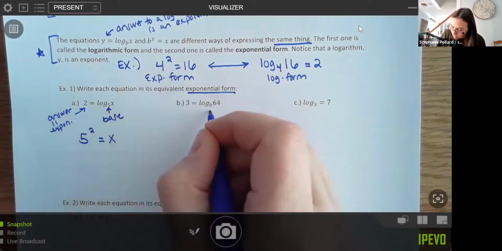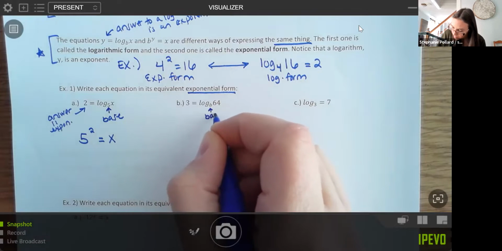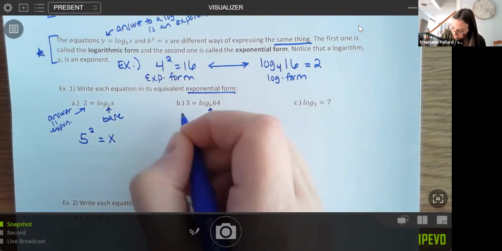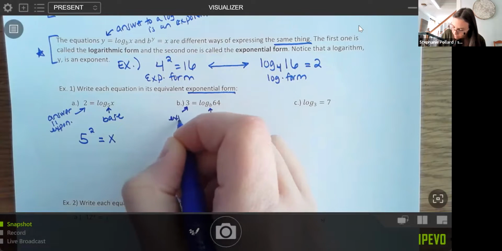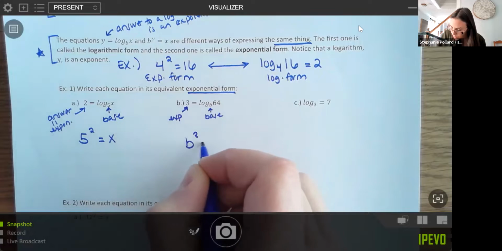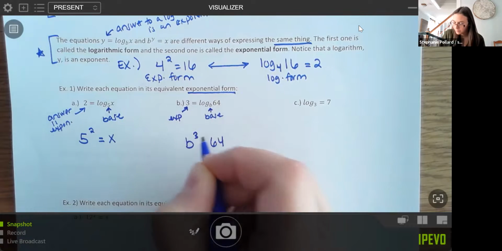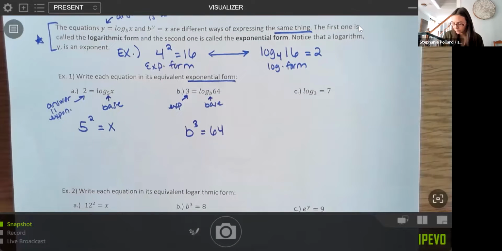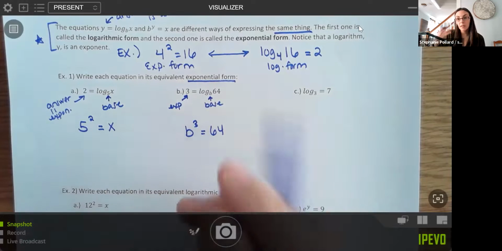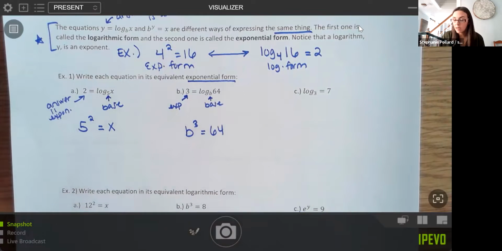Here, my base is going to be b, and then the answer is going to be your exponent. So b cubed is equal to 64. And again, we're not solving here, but you could actually solve something like this now, right? If you think about it, 4 cubed is 64. So your answer here would be 4 if you were taking it to that next step.